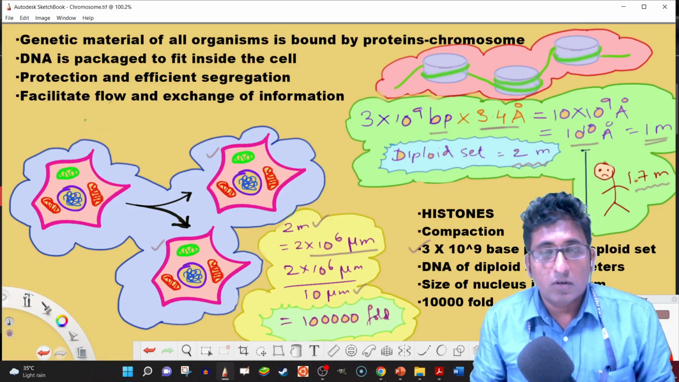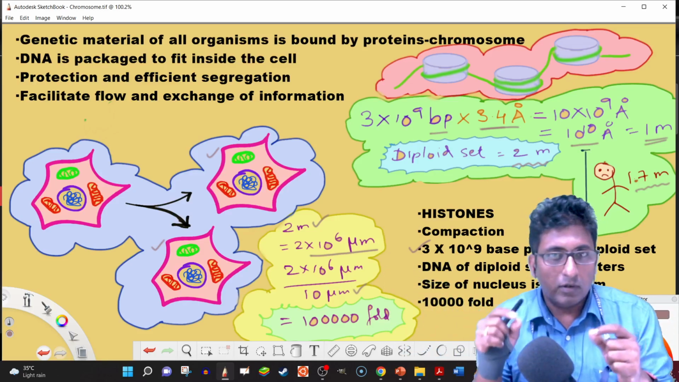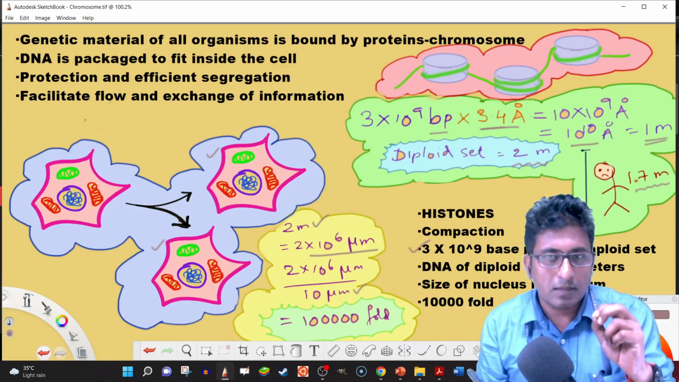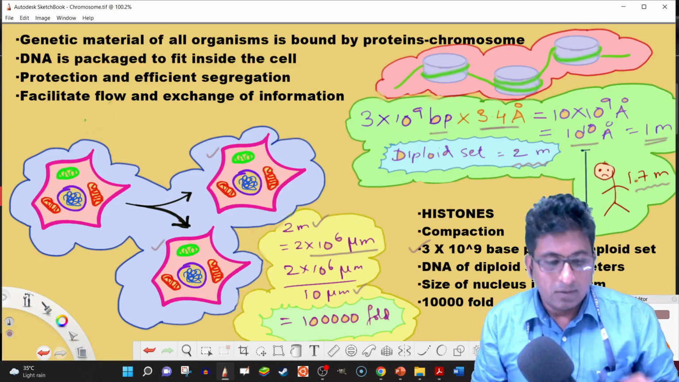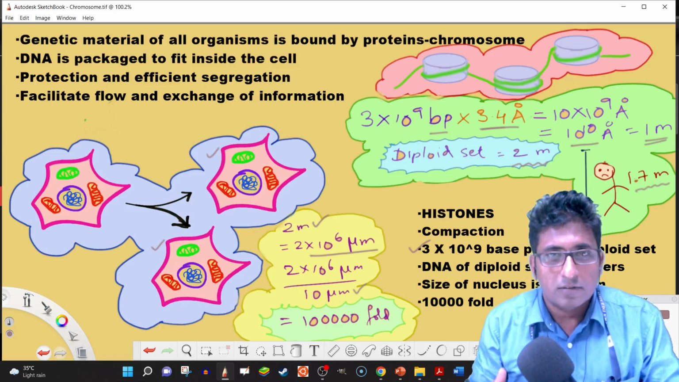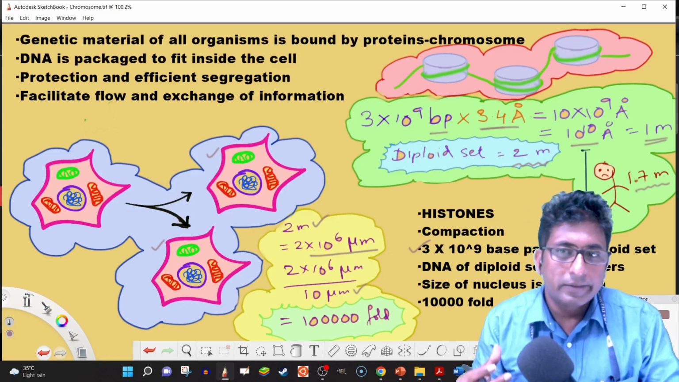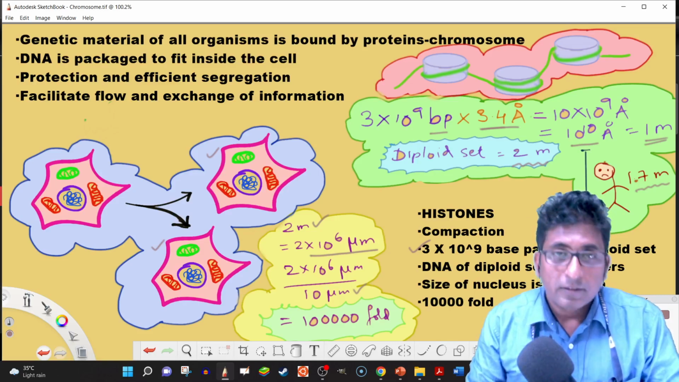That's very impressive compaction. You can imagine 2 meters of DNA all coiled upon itself into something that we cannot see with our naked eye. And that is how nature solves the problems. As we go forward, we will also look into more of these things. Thank you very much.